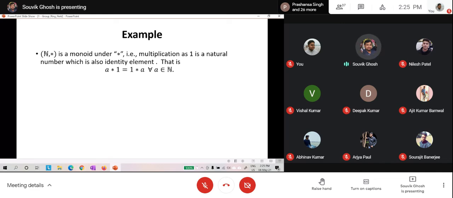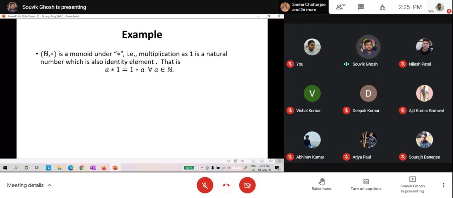In natural numbers, we know that the order of multiplication does not affect the result. That is, if we choose three elements A, B, and C, and we operate B into C first and then multiply by A, or we multiply A into B first and then C, then the result will be the same. So this is a semi-group.